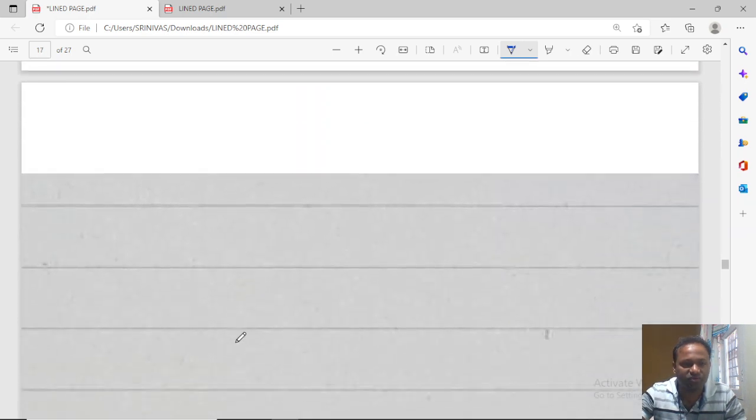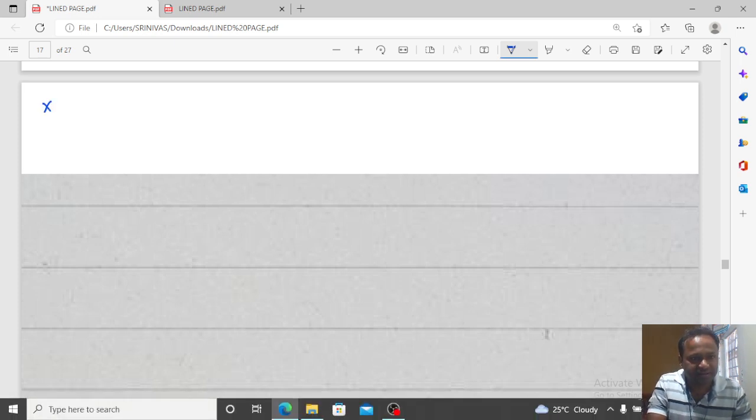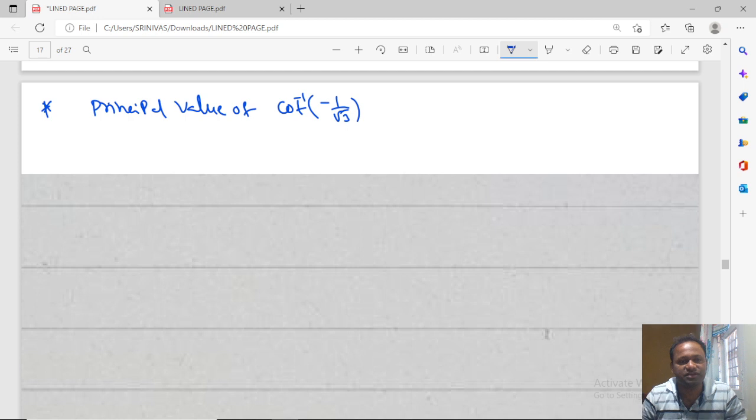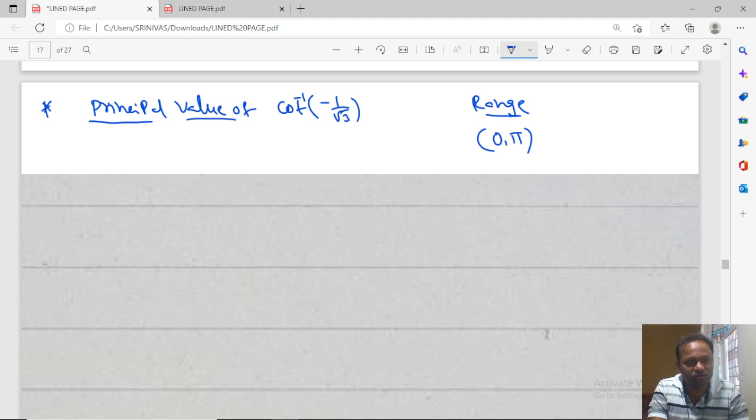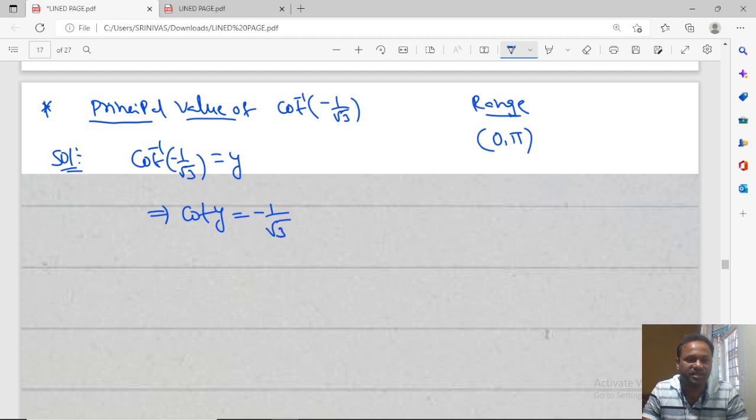Okay, now I'm going to do one more problem. Same, principal value of one more question: cot inverse of minus 1 by root 3. Okay, this is the question. So principal value asked means we need to know the range. Range of cot inverse is the open interval 0 comma pi. We need to remember. Now the solution. How to find it? Cot inverse of minus 1 by root 3 is equal to y. That implies cot y is equal to minus 1 by root 3.